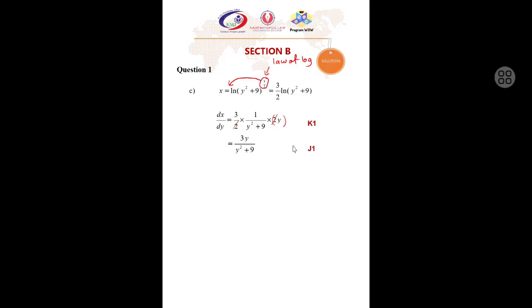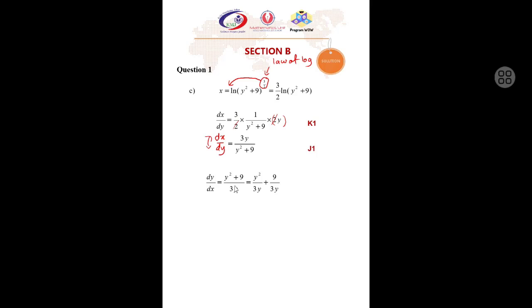And then the question wants you to show dy over dx. Right now, you have dx over dy. So what do we need to do to this derivative? We just switch. Okay, you switch the function. So dy over dx, you will get y squared plus 9 over 3y. 3y will become the denominator, and then y squared plus 9 will become the numerator.